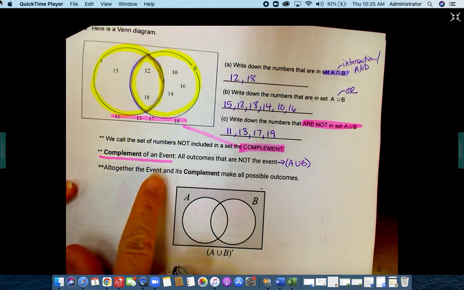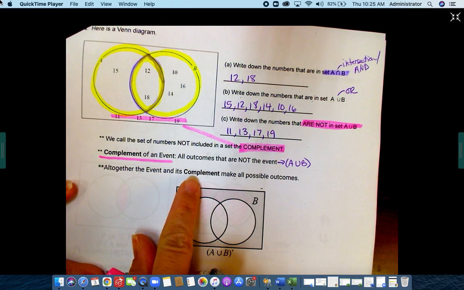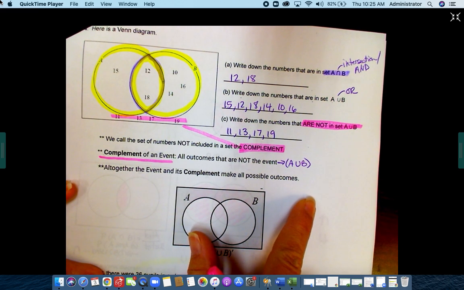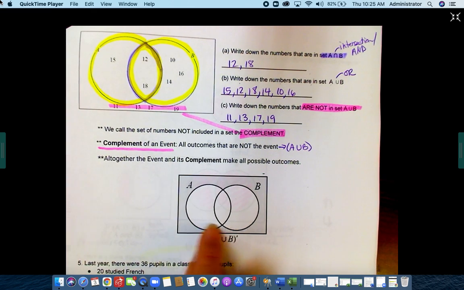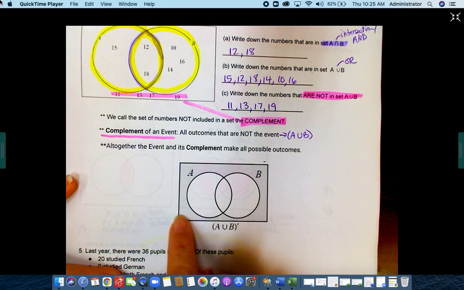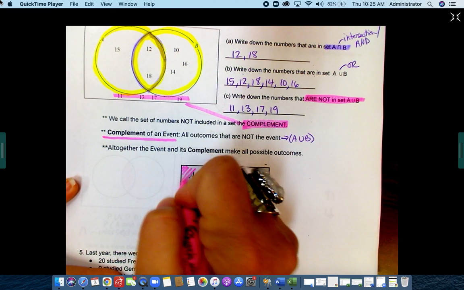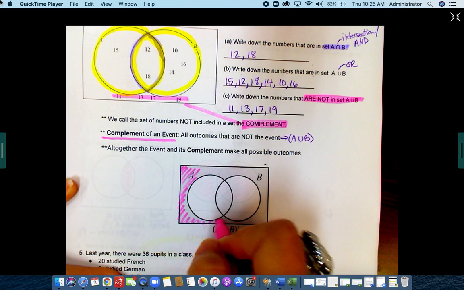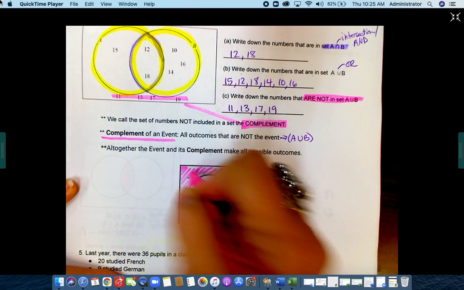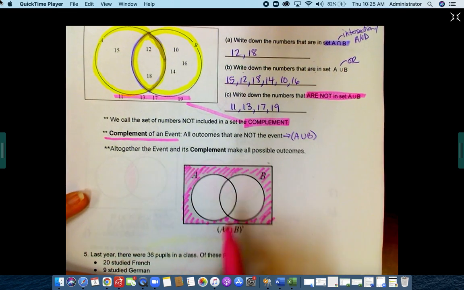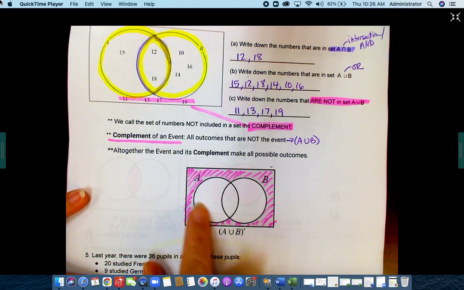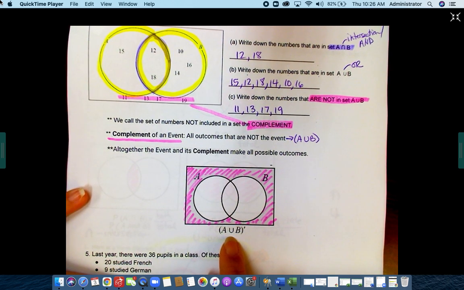Altogether, by the way, the event, meaning what's in the circles, and the complement, what's not in the circles, make up all possible outcomes, okay? So let's take a look at this here. I've got a Venn diagram with 2 overlapping circles, and now it's shaded everything outside the circles, but still within the Venn diagram. So I'm going to just take a highlighter and go over that darker. You can take your pencil and just shade in the box, but not in the circles. But remember, whatever is in the circle is the union.